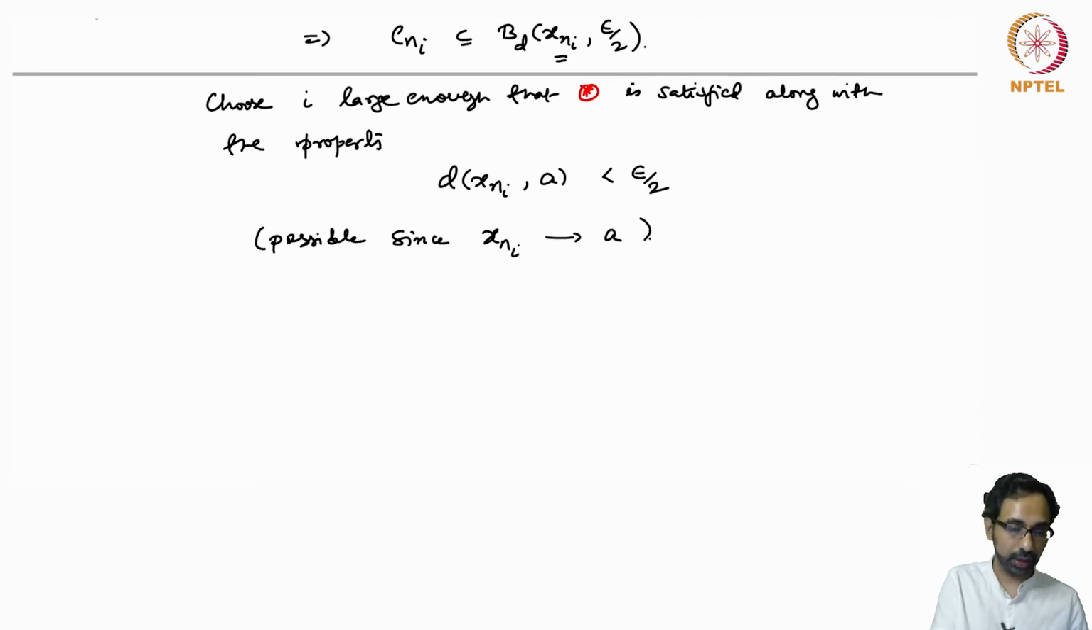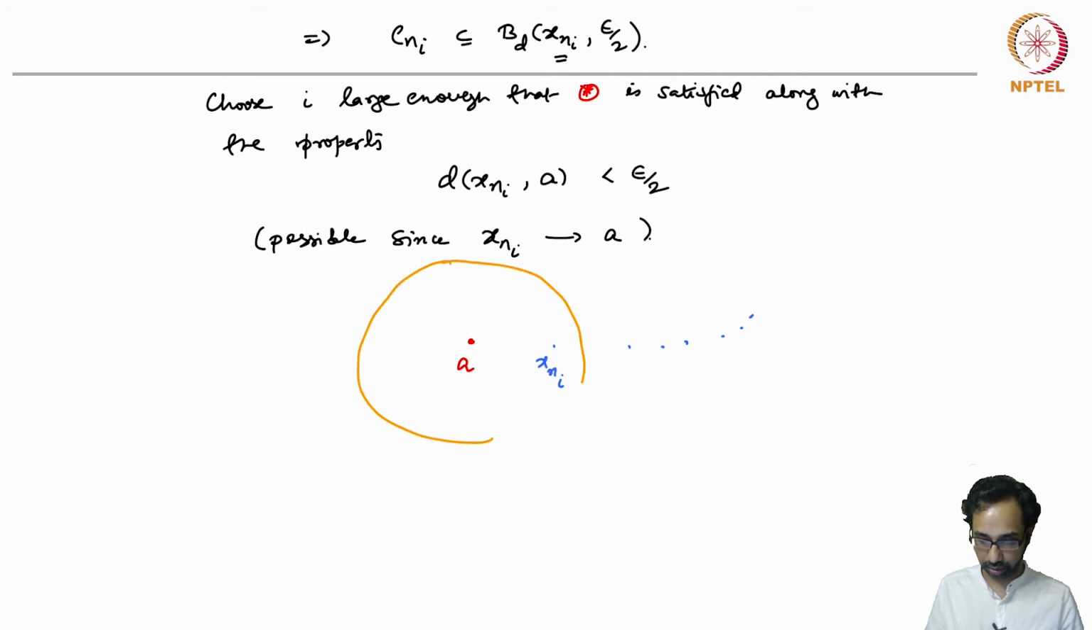So let us draw some picture here. Here you have A, and here you have a sequence of points. So this is x_{n_i} converging to this point A. Now we have chosen a metric ball of radius epsilon around A. Suppose that this is the metric ball of radius epsilon around A, and now we know that this subsequence becomes closer and closer to A because it converges to A. And for each of these x_{n_i}'s you can have the set C_{n_i}.